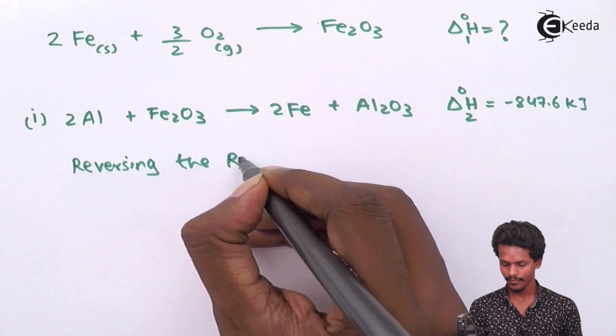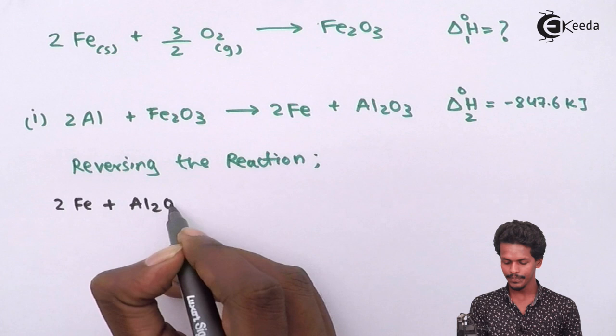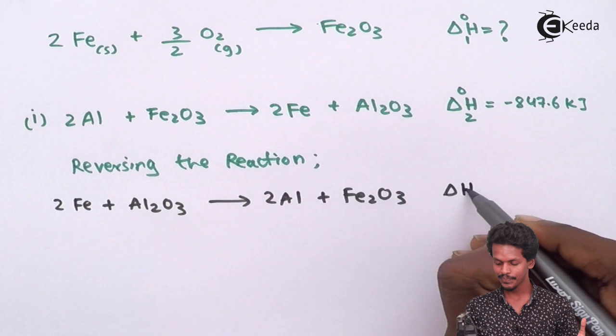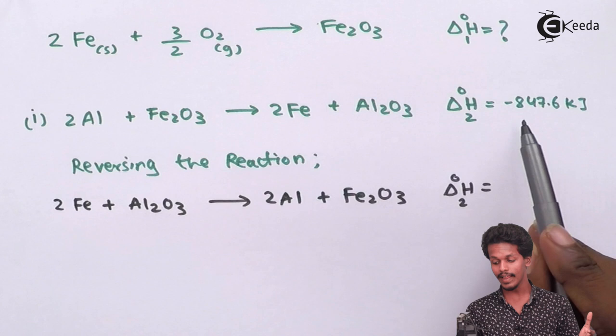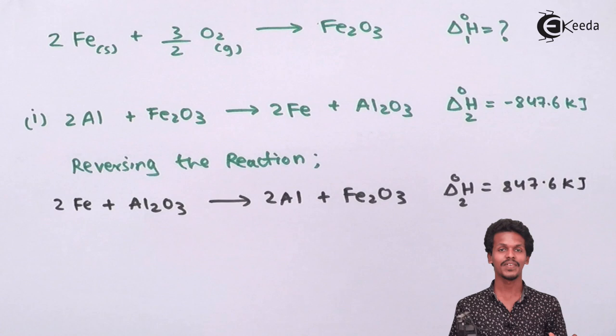While reversing the reaction, this 2 times Fe plus Al2O3 will now give us 2 times aluminium plus Fe2O3. The delta H value, that is H2, which earlier had a sign of minus 847.6 kilojoule, will now be plus 847.6 kilojoule, because we have reversed the reaction. As you could see, it was minus, which makes it an exothermic reaction.